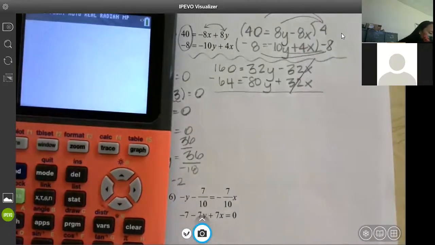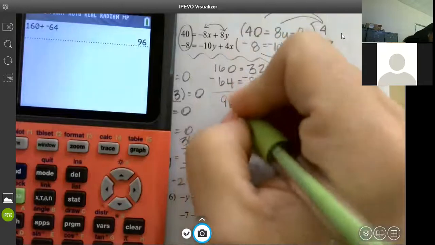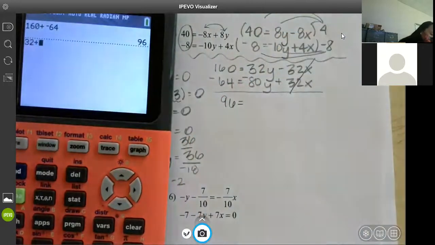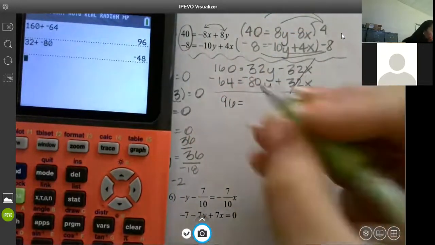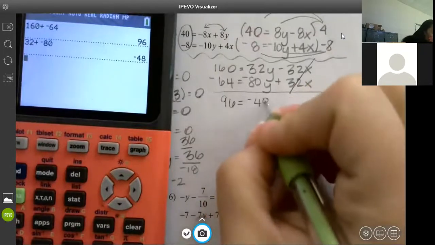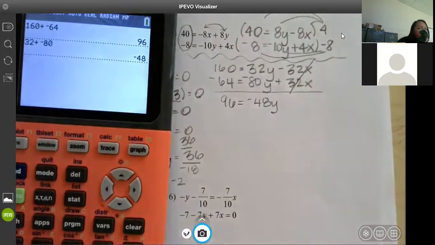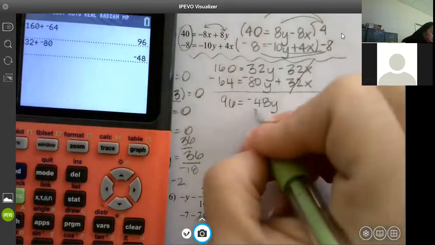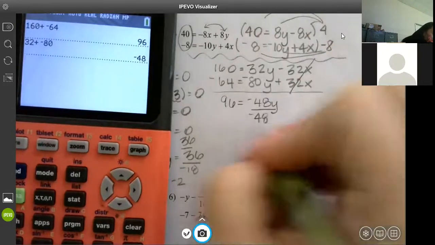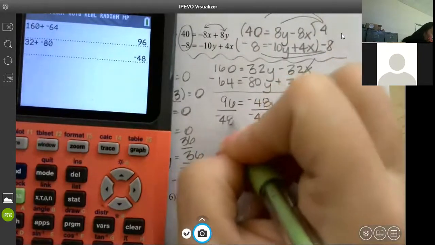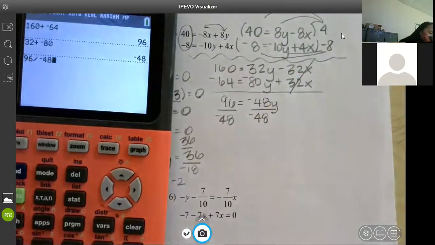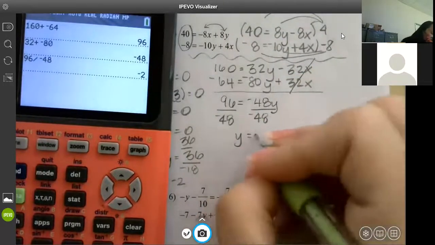160 plus negative 64 is 96. 32 plus negative 80 is negative 48y. Then divide by negative 48. And y equals negative 2.